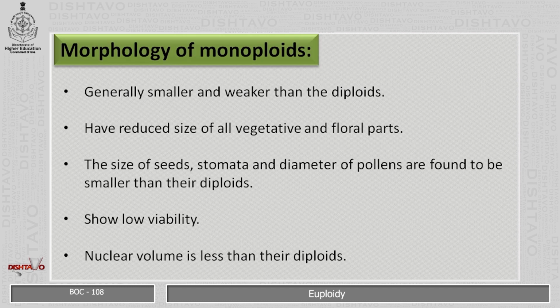Morphology of monoploids. Monoploids are generally smaller and weaker than the diploids. They have reduced size of all vegetative and floral parts. The size of seeds, stomata, and diameter of pollens are found to be smaller than their diploids. They show low viability. Their nuclear volume is less than their diploids.